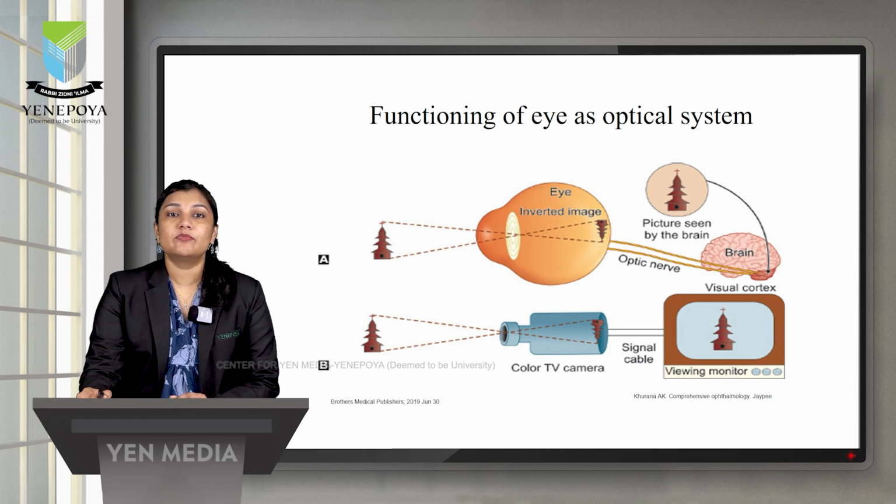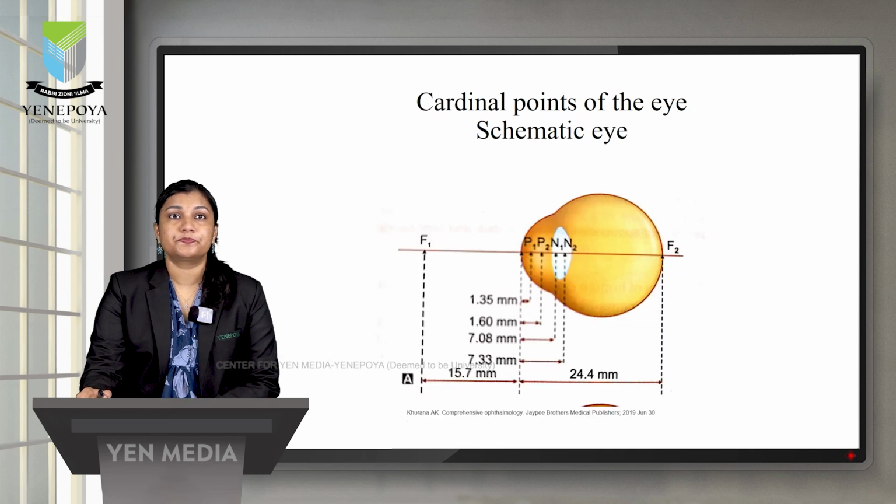Now same thing happens with the camera. First on the color TV camera you get an inverted image, and when it gets transferred to the signal cable, on the monitor you see a straight image.